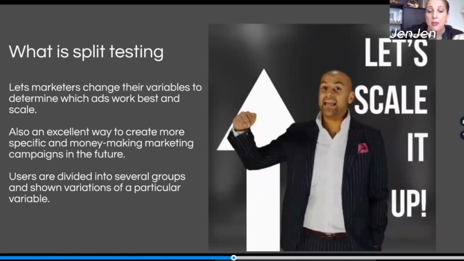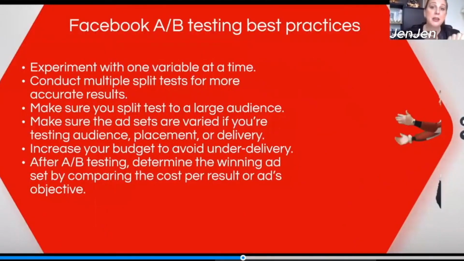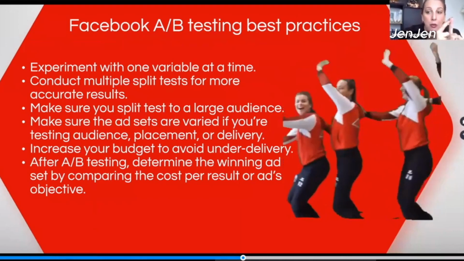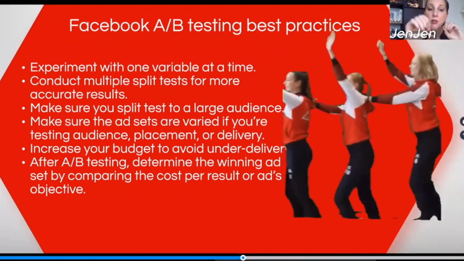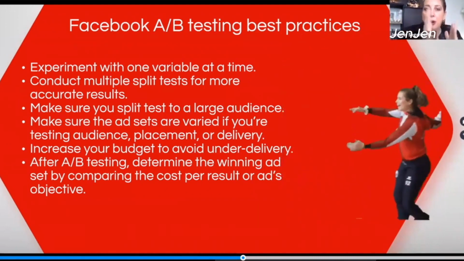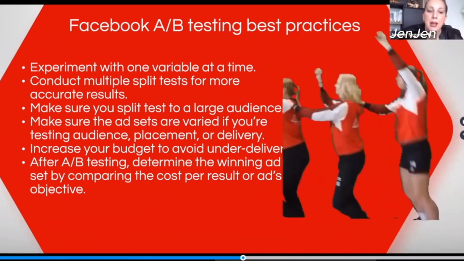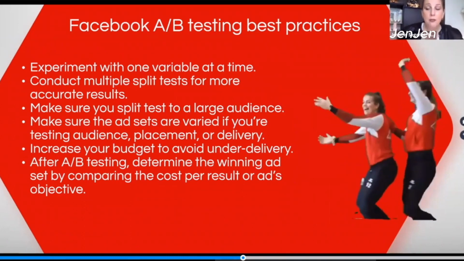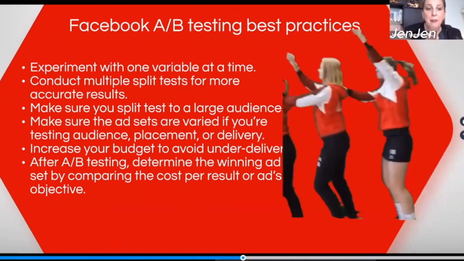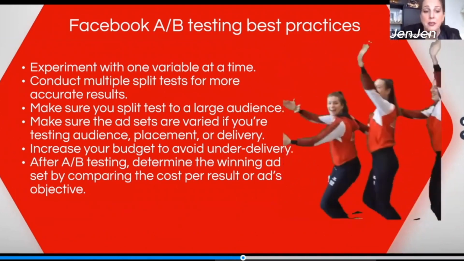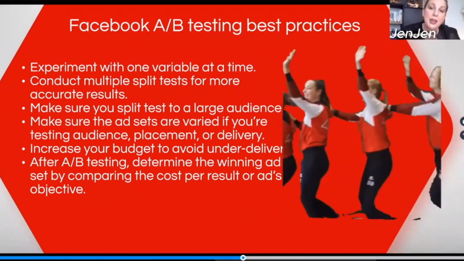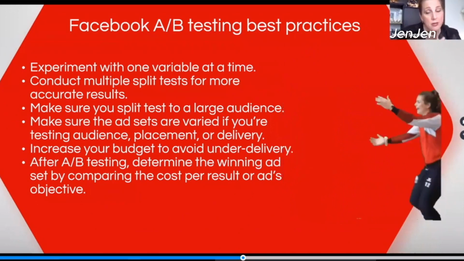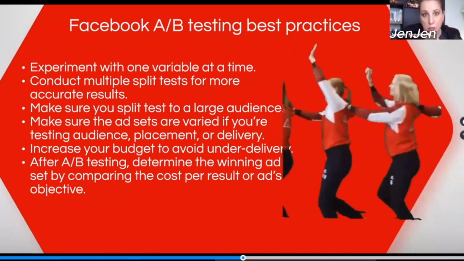And there's a couple of things that you can test, of course. So, best practices. Only have one variable being tested at the same time. If you do more than that, you're going to throw everything off. You want to conduct multiple split tests for accurate results, not at the same time, but working in series. Make sure that when you split test, you have a large enough audience for Facebook to do its thing. Make sure that your ad sets are varied if you're testing your audience or your placement or delivery. And always increase your budget in order to avoid under delivery, because I can't stress it enough: under delivery is a killer when it comes to your ads.